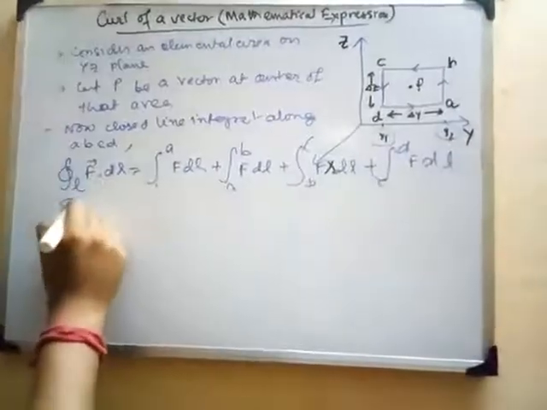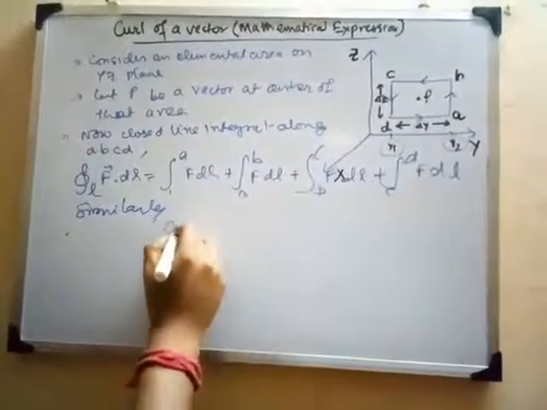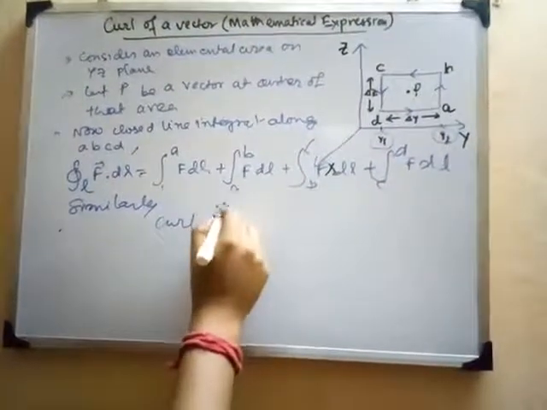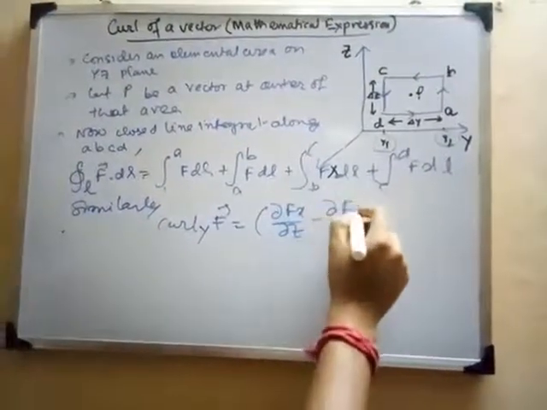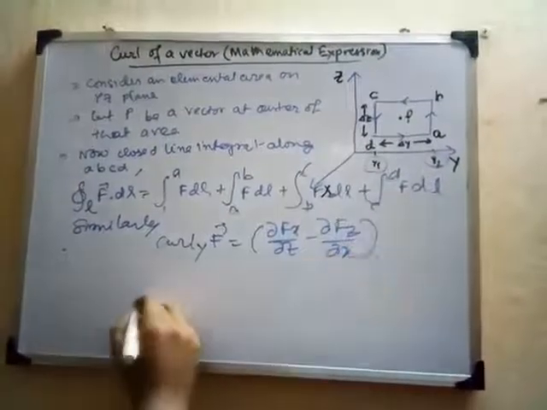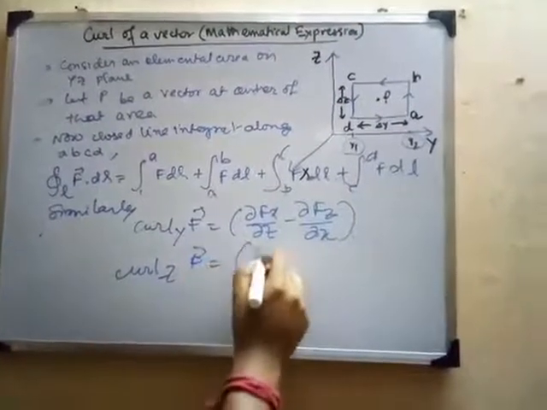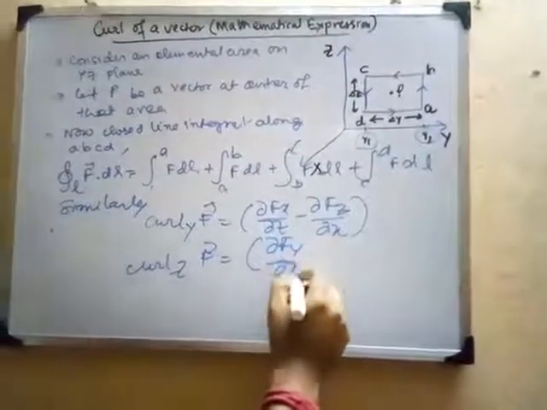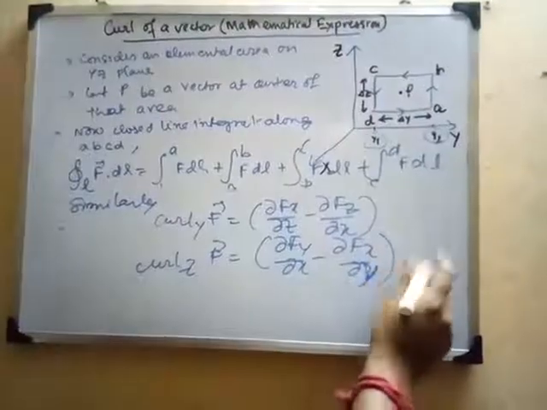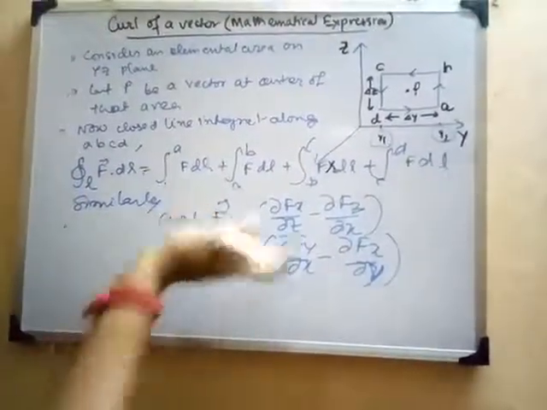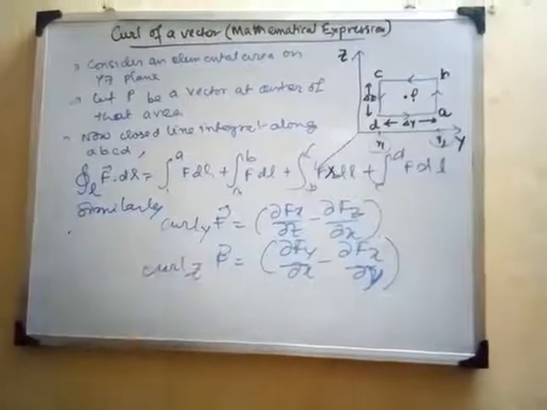Similarly, you can write the curl of vector f in the y direction as del f_x over del z minus del f_z over del x, and the curl of f in the z direction is equal to del f_y over del x minus del f_x over del y. So we have evaluated in the x direction, then in the y direction, then in the z direction. So we will simply add these.